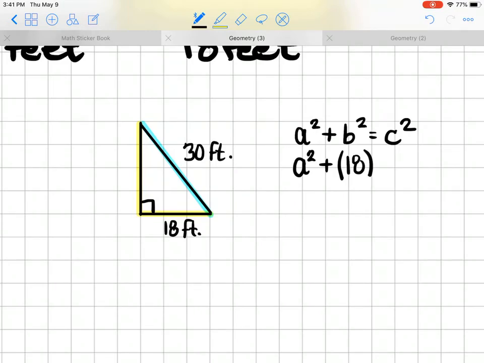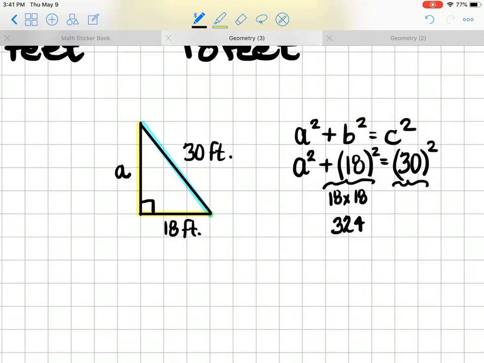So the base is 18 and the hypotenuse is 30. And we're going to let that be letter A, one of the legs. So 18 times 18 is my first step. I used to know these when I taught every day. I could tell you from memory. That's 324. And 30 times 30 is going to be 900.